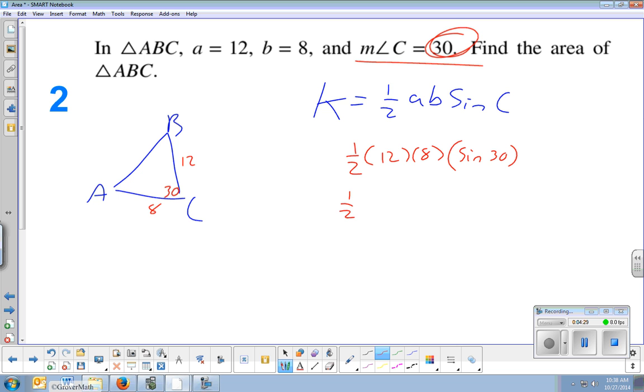And so that's 1/2 times 12 times 8, and sine 30 is 1/2. So we're looking at 6 times 4 is 24. Again, you can just type this into your calculator and you'll get that. It works out well because sine 30 is 1/2. Sine of an angle isn't always 1/2.